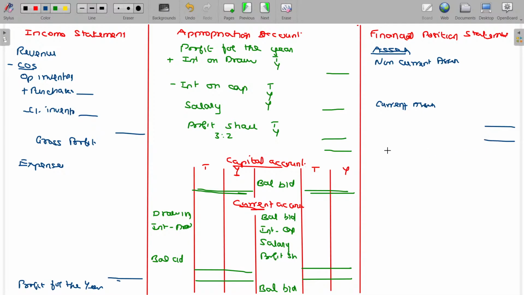Then capital and liabilities. Under that, capital for T and Y, current account for T and Y. Then we have non-current liabilities and current liabilities. So I've completed the full format here.